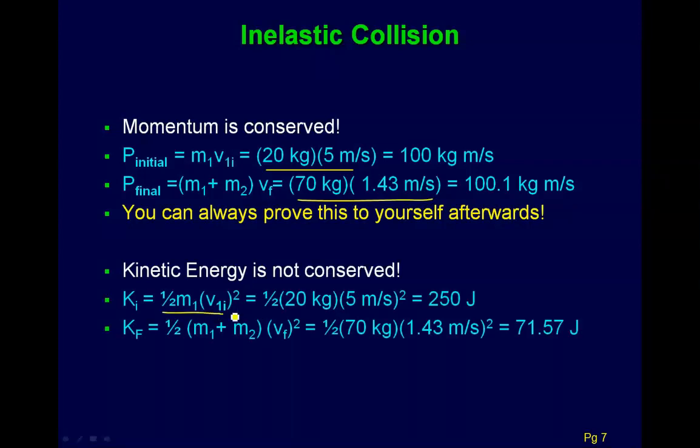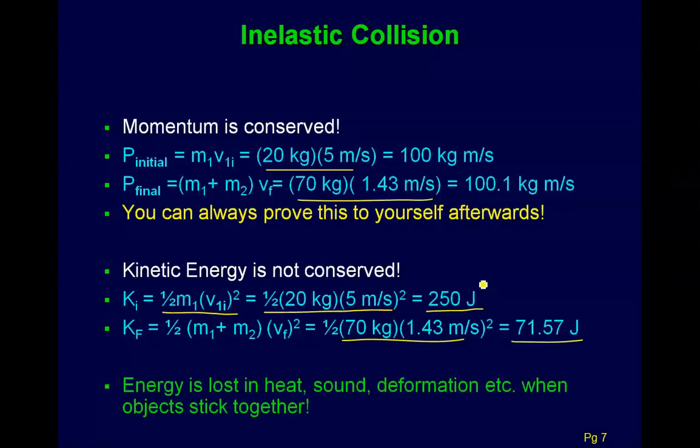The kinetic energy equation is 1/2 mv squared. So initially, the only block moving is this guy, 20 and a speed of 5. Afterwards, they're moving together, 70 and 1.43. So the energy goes from 250 to a little bit less than 72. And so energy is not conserved. So energy is lost here during the collision. It's lost in heat, sound, and in deformation when the objects stick together. So there's a couple of different places where the energy can go.